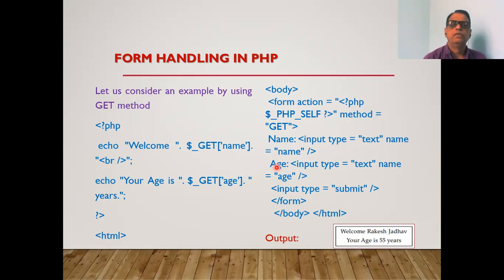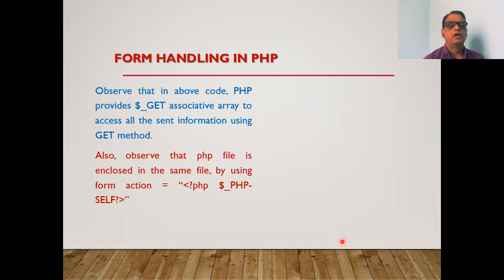So when you execute this code in the proper PHP environment, the output that will be displayed is something like this: welcome followed by the name, then the message your age is, and whatever age has been entered will be displayed on the screen. So one can observe that PHP provides the GET associative array to access all the sent information by using the get method. Also, one can observe that the PHP file is enclosed in the same file by using the form action PHP underscore PHP self.